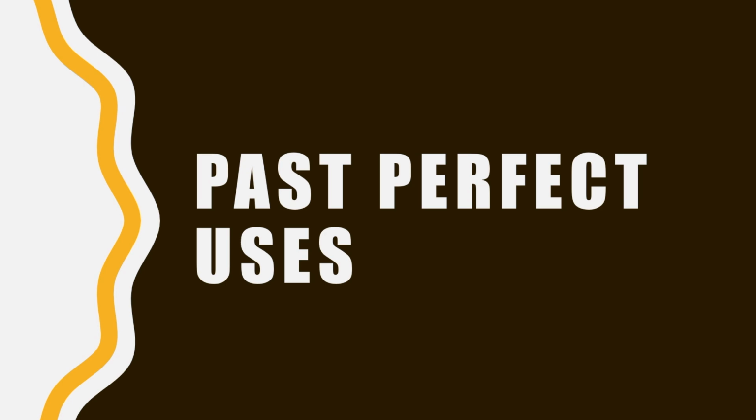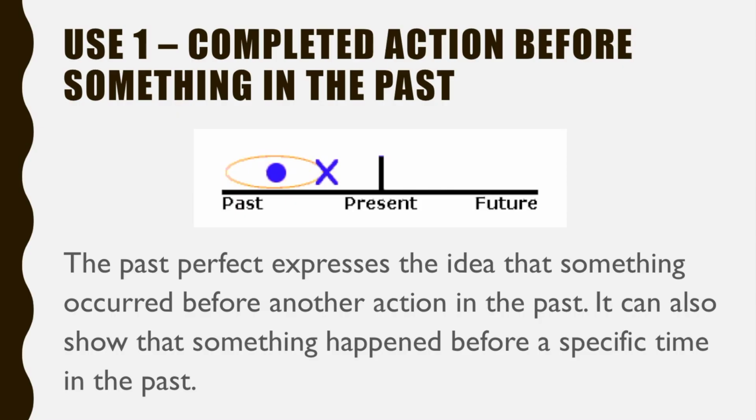Let's look at some of the past perfect uses. Use number 1, completed action before something in the past. The past perfect expresses the idea that something occurred before another action in the past. It can also show that something happened before a specific time in the past.